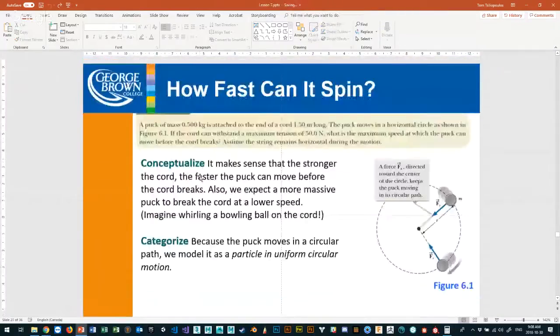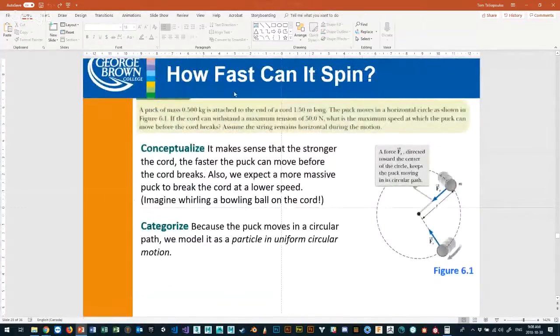Okay, and here's the next one. A puck of mass 0.5 kilograms is attached to the end of a cord 1.5 meters long. So this is the cord, 1.5 meters long. The puck moves in a horizontal circle as shown in figure 6.1. If the cord can withstand a maximum tension of 50 newtons, so that's the maximum force of tension, what is the maximum speed at which the puck can move before the cord breaks? Assume the string remains horizontal during the motion.